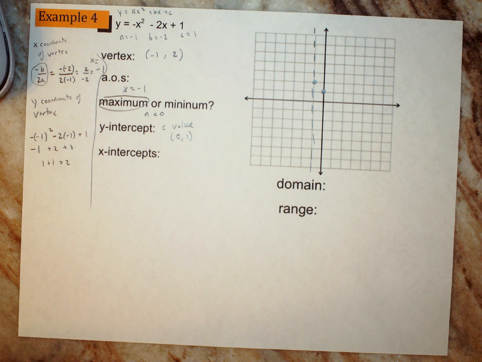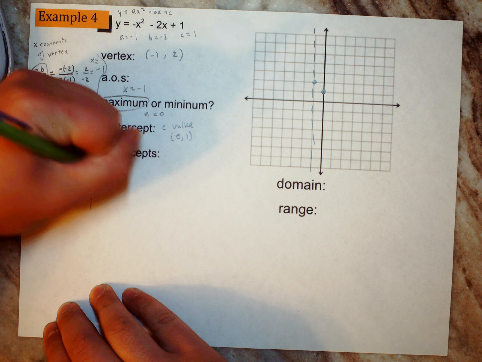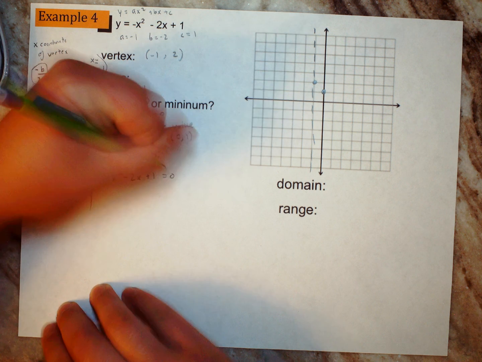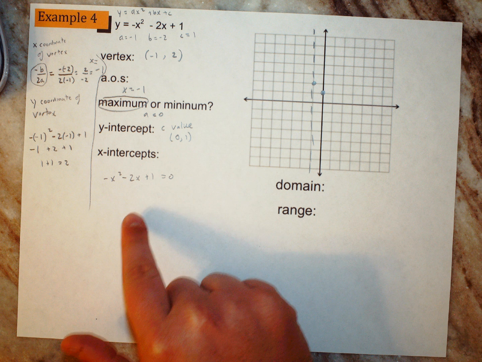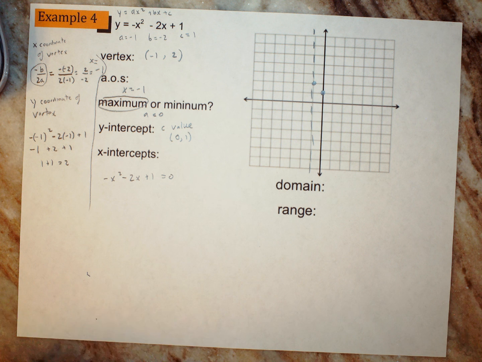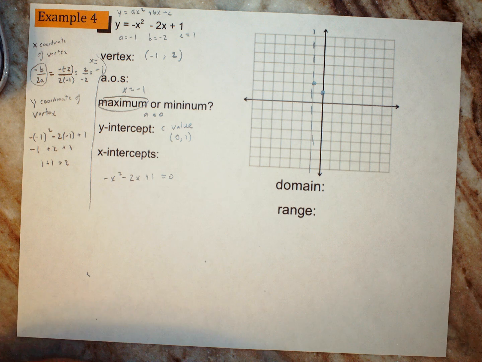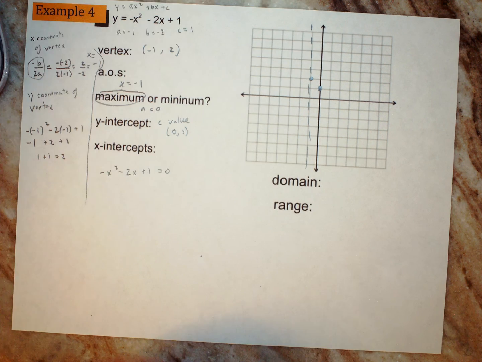All right, now for the x-intercepts. We have to take our equation, set it equal to 0. -x squared minus 2x plus 1 equals 0. Now, you can try factoring it. This is not factorable, so we are going to use the quadratic formula to get the roots. You could also look it up on Desmos, but in a testing situation, you're going to have to use the quadratic formula if you cannot factor it. So let's do that now.